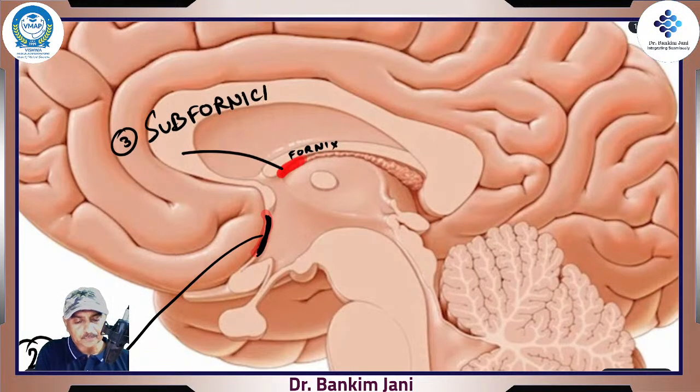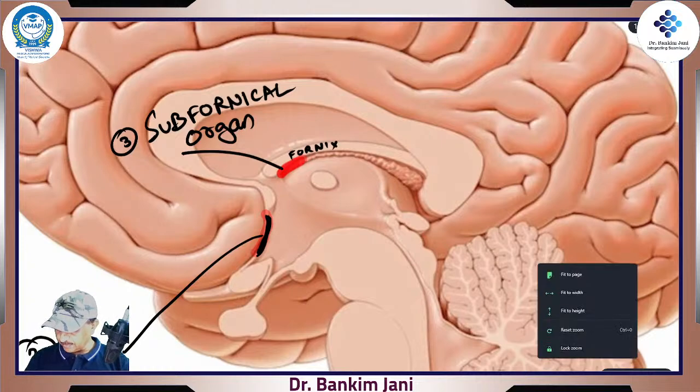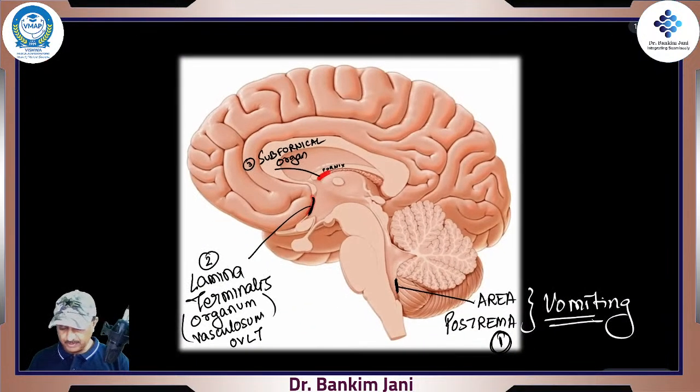subfornical organ. So these are, I'm writing, all sensory: number 1, number 2, and number 3. Area postrema for vomiting, lamina terminalis for osmolarity, and subfornical organ for cardiovascular regulation and the energy balance. So these are the 3 sensory areas.